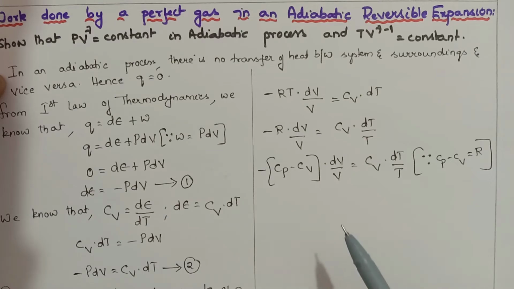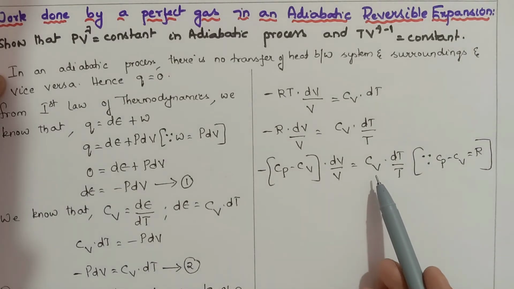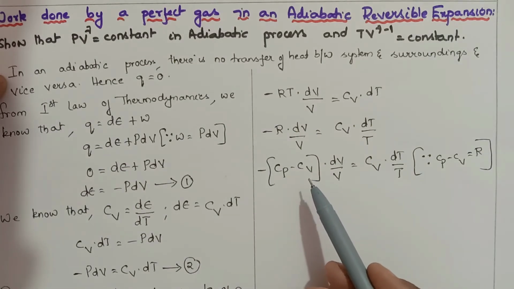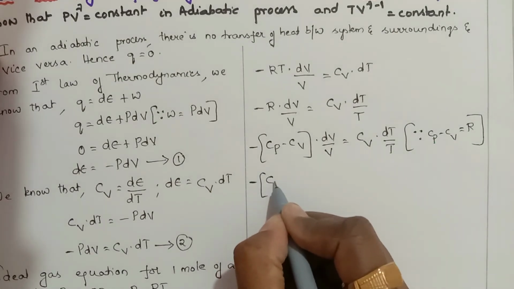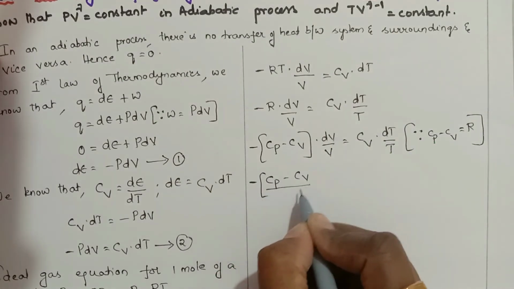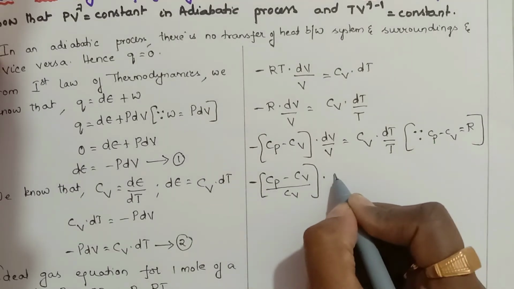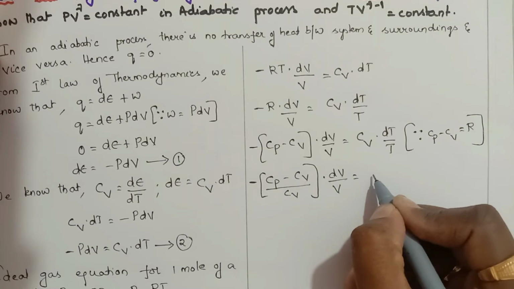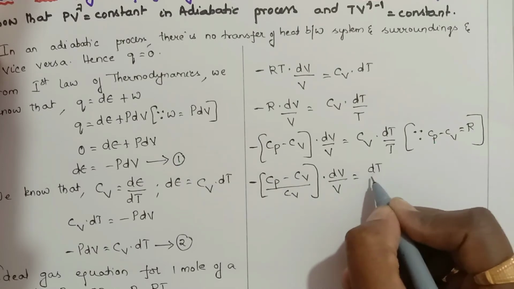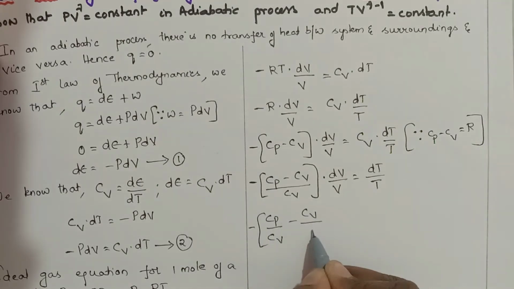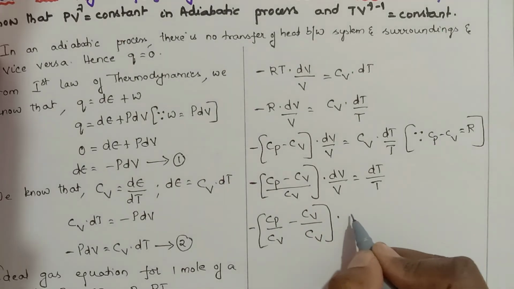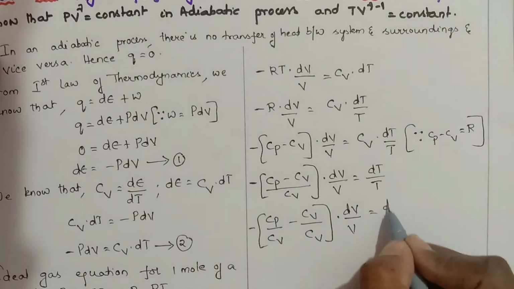Okay. So, what I do is, right side there is Cv. Okay, we'll bring this Cv to the left side. Where will it go? It will go to the denominator. So here write down minus (Cp minus Cv) by Cv into dV by V is equal to, now there is no Cv here, so dt by T. Okay, we will try to solve this. Minus Cp by Cv minus Cv by Cv into dV by V is equal to dt by T.